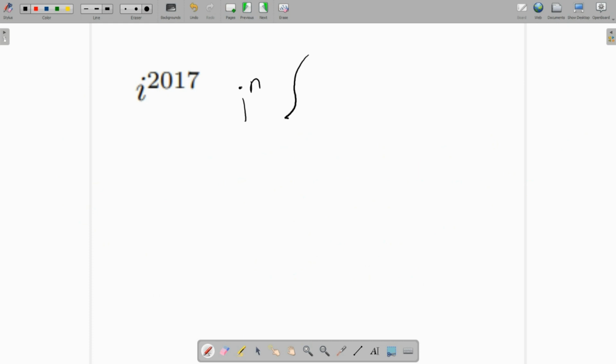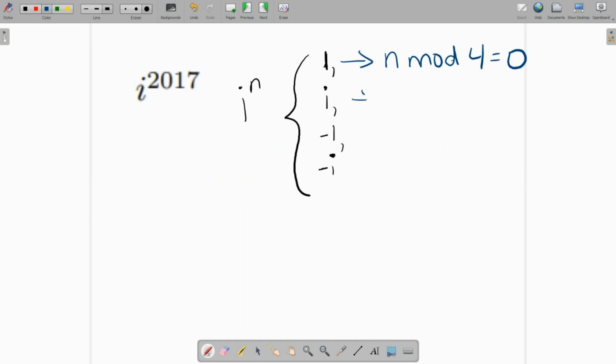So we could write the table as i to the power of n is equal to 1, then we'll put i right here, then -1 right here, and -i right here. You might be thinking, why do I have this written right here? Well, if we continue on, we can see that n mod 4 is equal to 0. Right here we'll write n mod 4 is equal to 1.